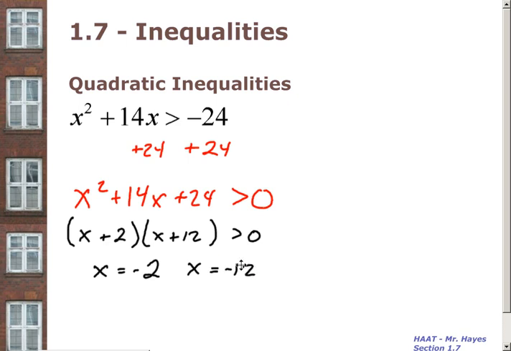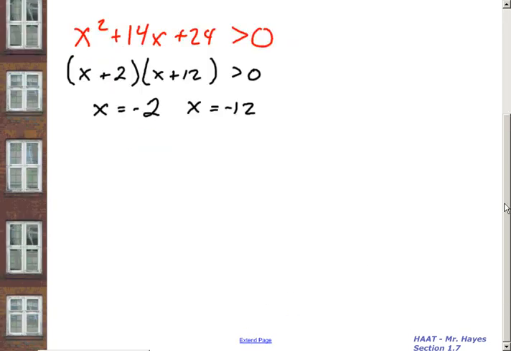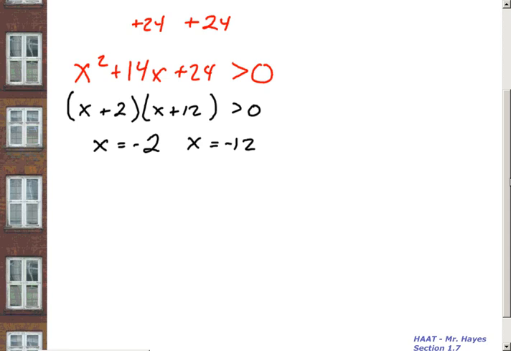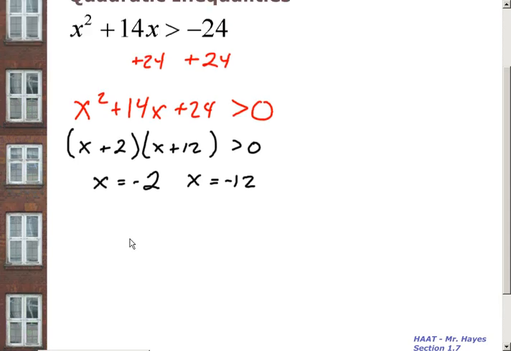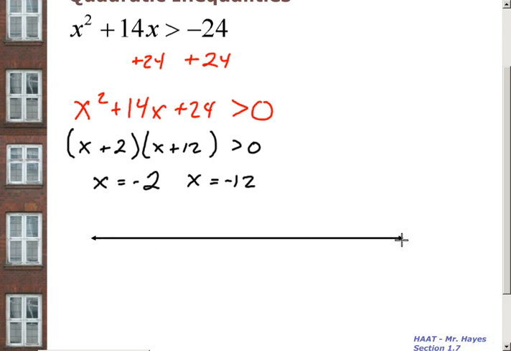Now, the answer is not as simple as just saying the answer is negative 2 and negative 12. Remember, with a linear setup, you end up getting a series of solutions that is actually a range of numbers. So here, you're going to need to draw yourself a line, nice and neat down here. On this line, you're going to draw some points, and these points are going to be the important ones.